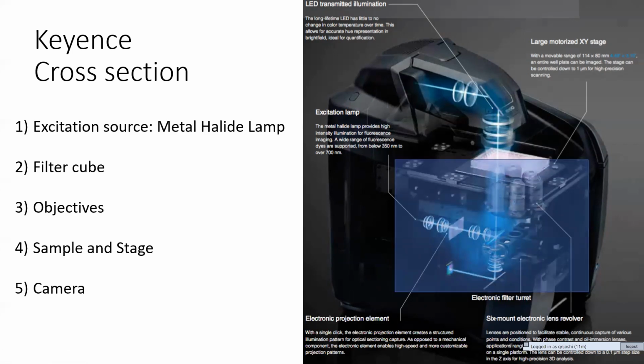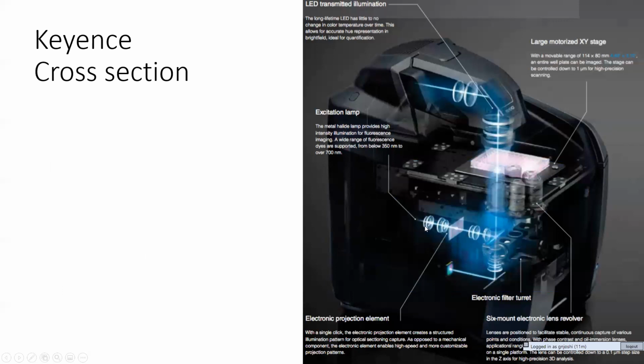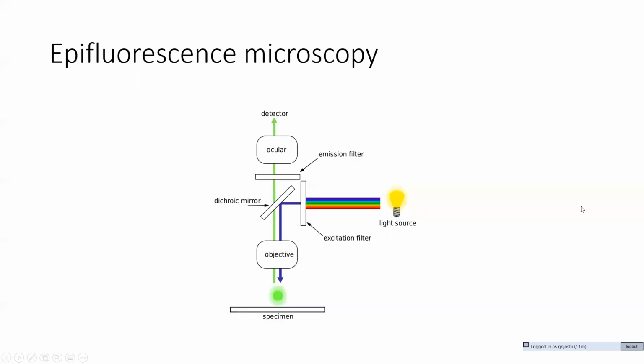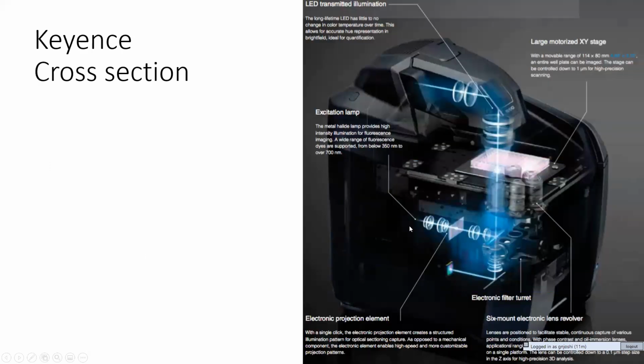The other path, which we will be talking a lot about right now, is the epifluorescence path. Okay, so for example, I told you that this is as simple as how epifluorescence microscopy happens, and this is exactly what we are looking at over here. So in this situation, you have your excitation lamp over here. The metal halide lamp is over here. It passes through a bunch of lenses. There is an electronic projection element, which we can use if you want to do Z-sectioning.